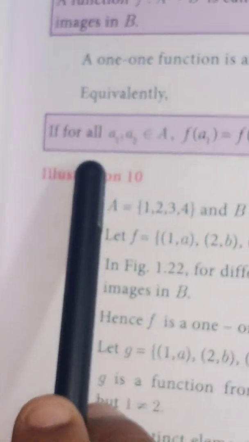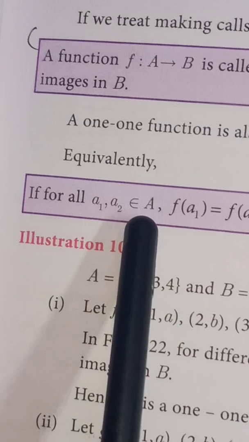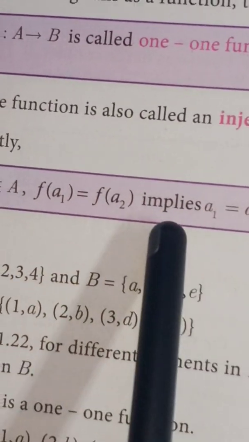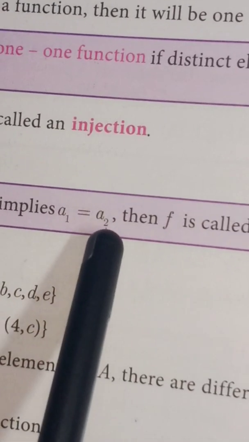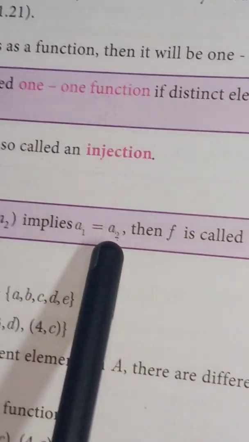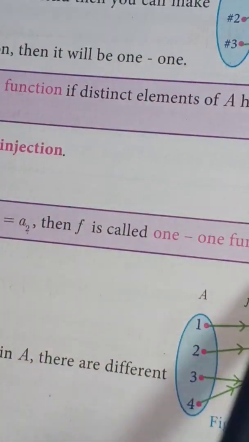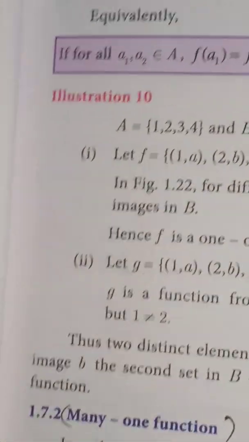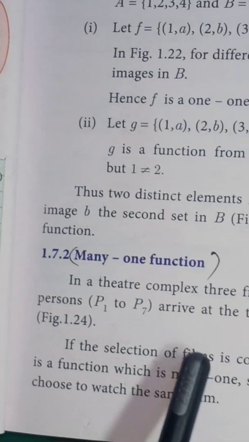If for all a1, a2 belonging to the set A, f(a1) equals f(a2) implies a1 equals a2, then f is called a one-to-one function. While working out the problem, you can easily understand. Remember. Next function, many-to-one function. Here is the definition.